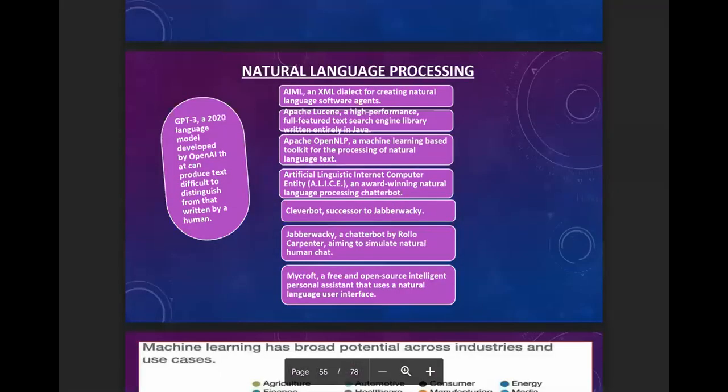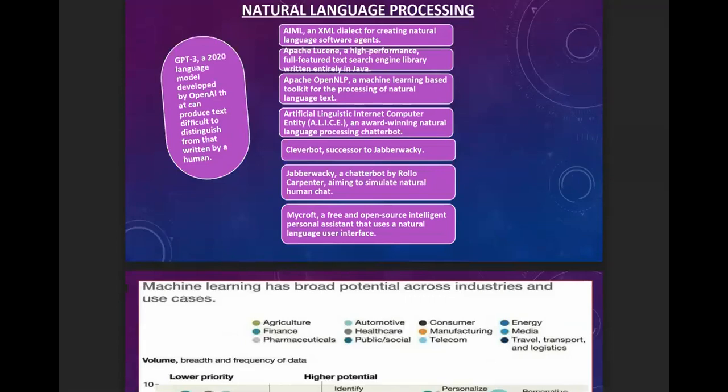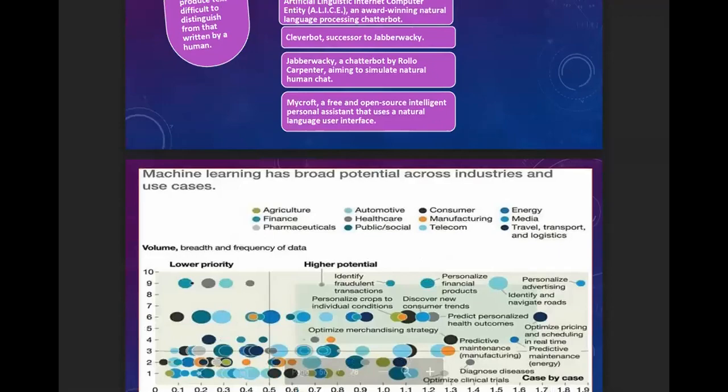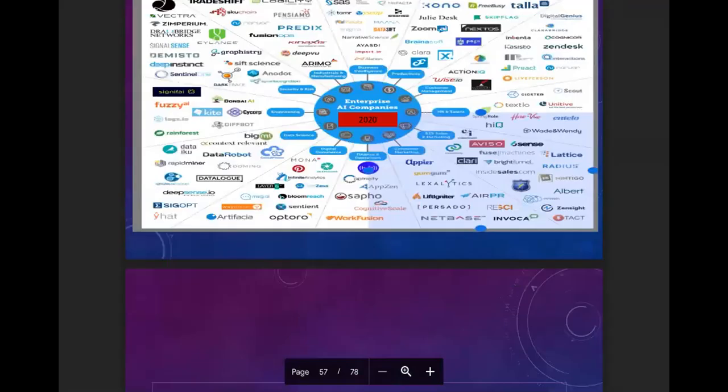replicate it. Then coming to the natural language processing part, we have GPT-3, a 2020 language model developed by OpenAI. If anyone is interested in doing research in the field of natural language processing, they can go for that. Then there is AIML, an XML language written by a human being. Then there are n numbers, like ALICE, the Artificial Linguistic Internet Computer Entity, an award-winning natural language processing chatbot, and Cleverbot. I mean, there are n numbers. So overall, there is a huge potential of AI.